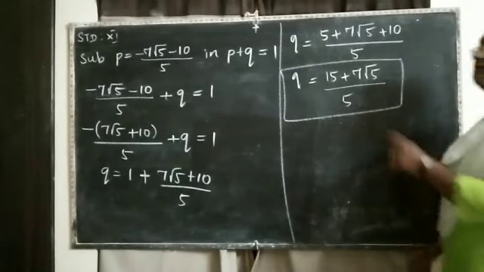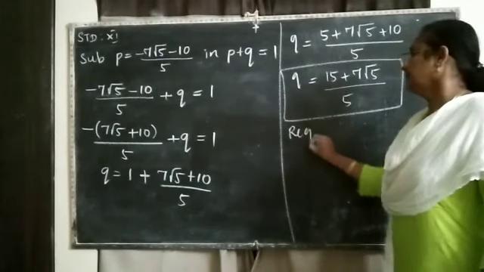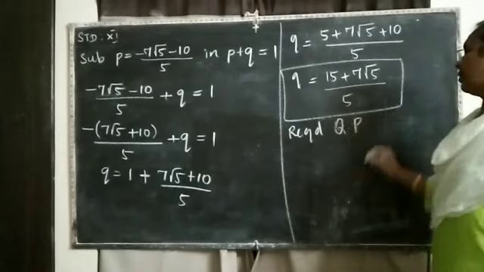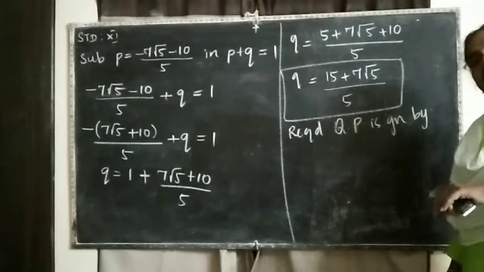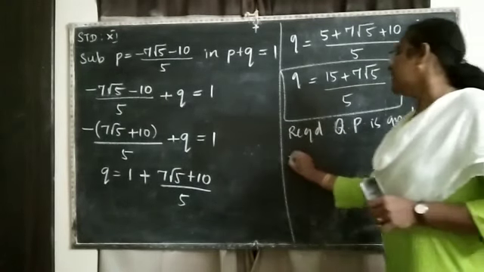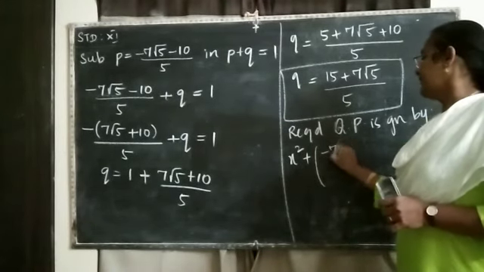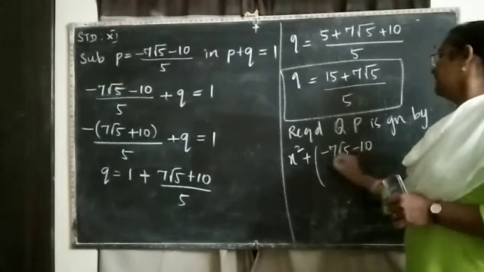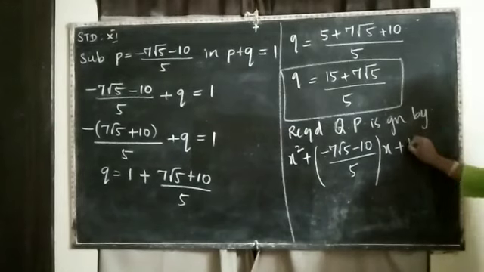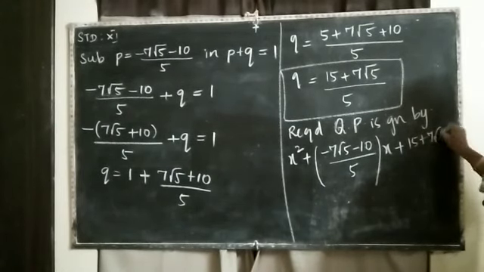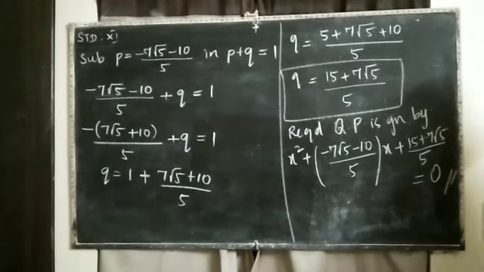Now we found the value of P as well as the value of Q. Now the required quadratic polynomial is given by. Now we are going to substitute the value of P and Q in the first equation. So this becomes x squared plus, what is the value of P now? ((minus 7 root 5 minus 10) divided by 5) into x, now plus (15 plus 7 root 5) divided by 5 is equal to 0, is the required answer.